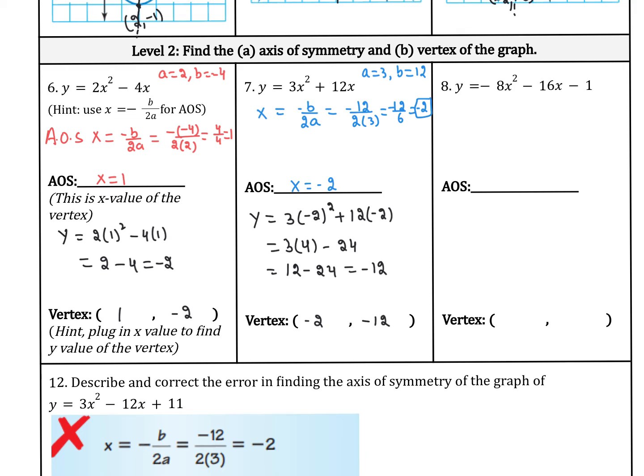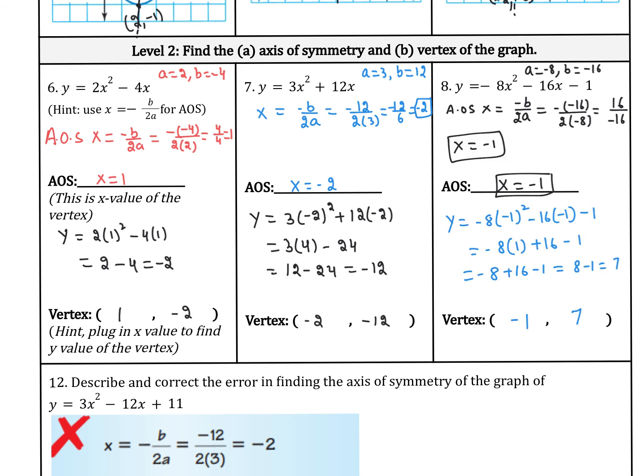For number 7, the axis of symmetry is x equals -b/2a, where b is 12 and a is 3. So -12/(2 times 3) is -12/6, which is -2. So the axis of symmetry is x equals -2. Plug this x value in to find the y value. 3 times 4 is 12, minus 24 is -12. So (-2, -12) is your vertex.